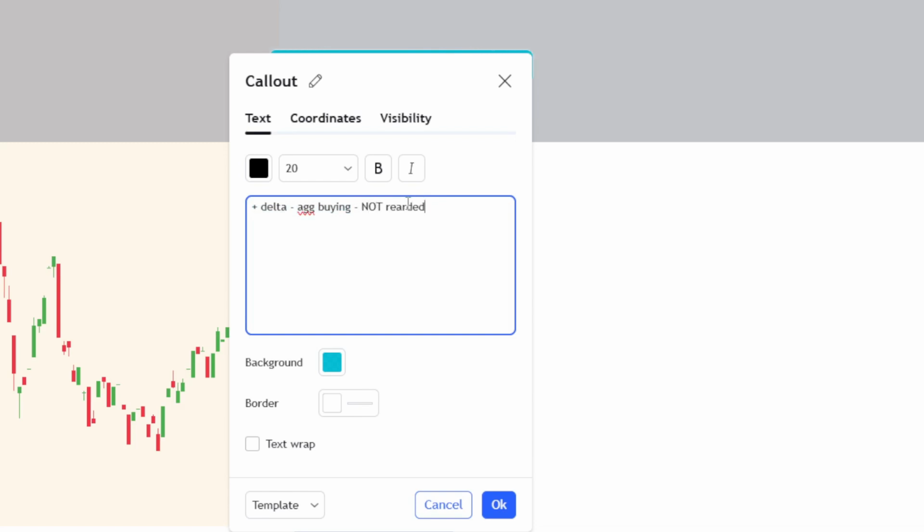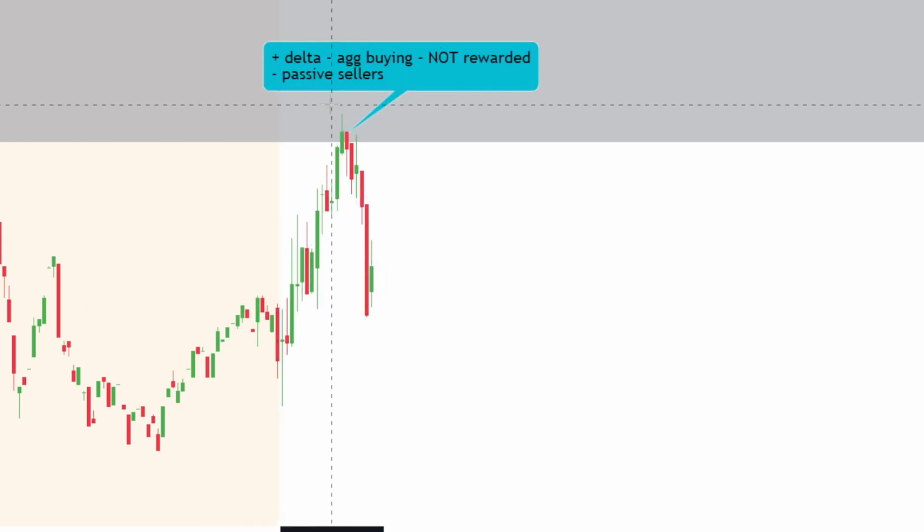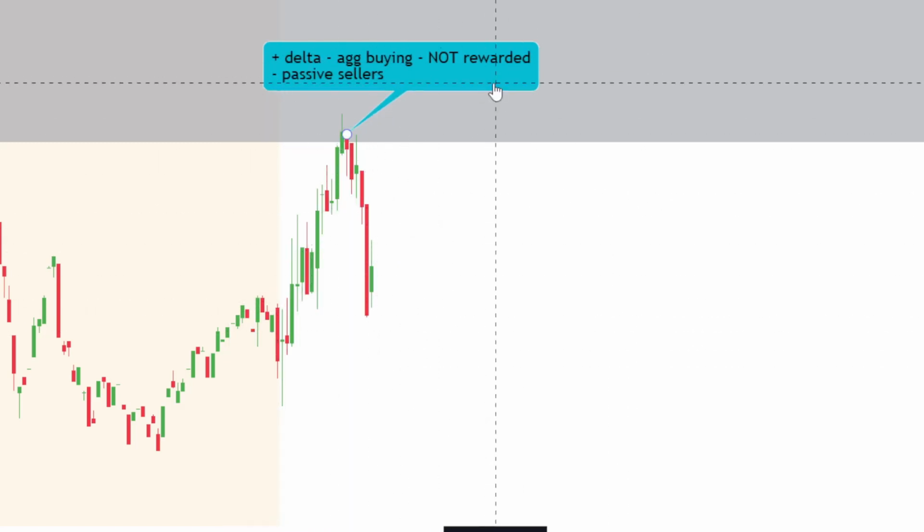Not rewarded, right? So this shows you that supply is currently strong. In technical terminology, it shows us that there are passive sellers sitting there. So when we have lots of aggressive buying and it's not being rewarded, what we need to understand is that there are passive sellers sitting here in this zone. And this is what's really important.